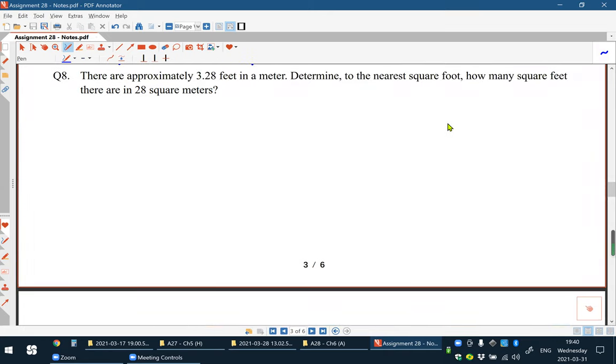Okay, again, this is a unit conversion problem. There are approximately 3.28 feet in a meter. Determine to the nearest square foot how many square feet there are in 28 square meters. Okay, so how do we solve this question? We know that 3.28 feet is approximately 1 meter, right?